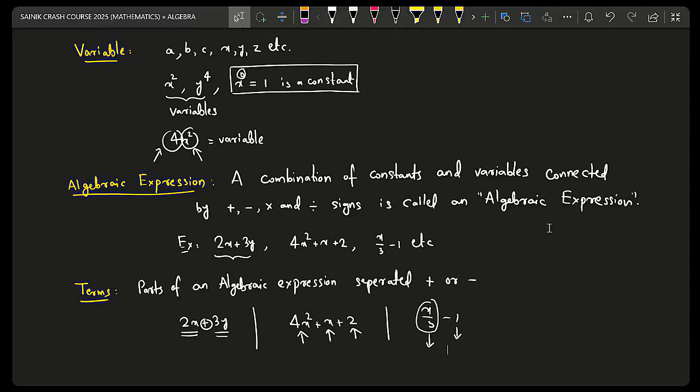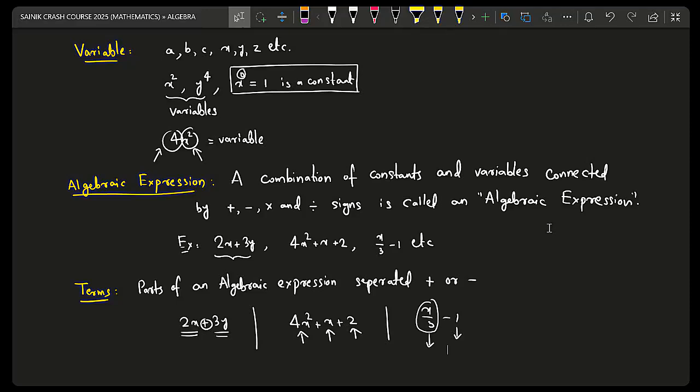And variables are not like that. We take a letter to represent that. It may take any value. For example, a, b, c, etc. They are called variables. So algebraic expression means it is a combination of constants and also variables connected by the fundamental operations like plus, minus, into, and division. For example, take 2x plus 3y. Here 2 is a constant, x is a variable, 3 is a constant, y is a variable, and they are connected by plus. So 2x plus 3y is called an algebraic expression.